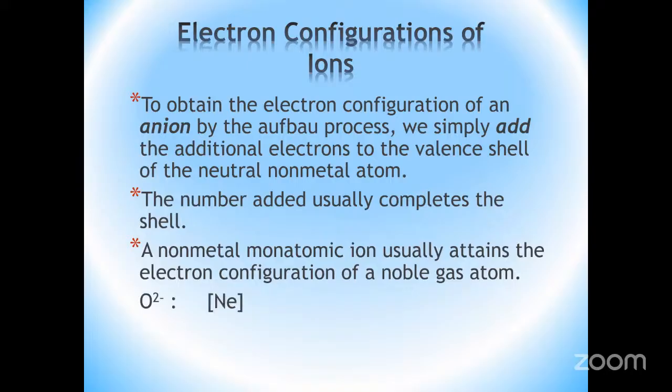Actually, the example here is the oxide ion. Oxygen is in the same period as neon. To get from oxygen to neon, you add 2 electrons, and you're going to end up with the oxide ion having the same electron configuration as neon. The same is true in the case of the bromide ion. Bromide is right next to krypton. So to get from bromide to krypton, all you have to do is add an electron, and the bromide ion will have the same electron configuration as krypton.